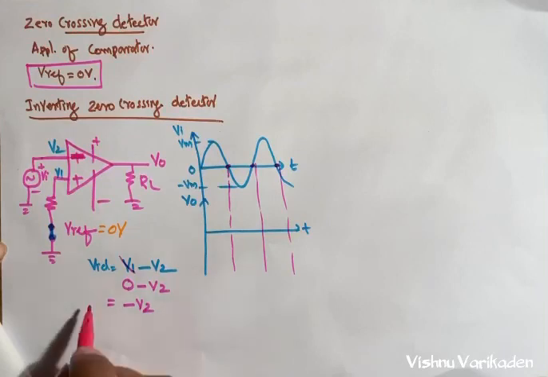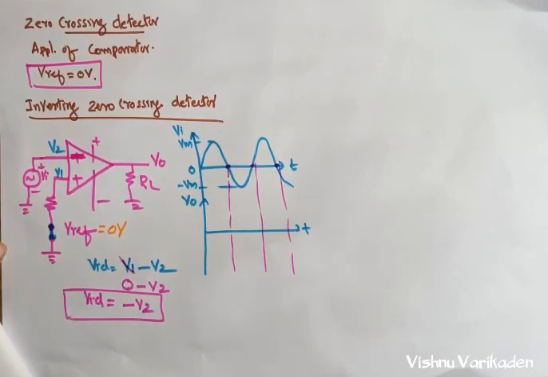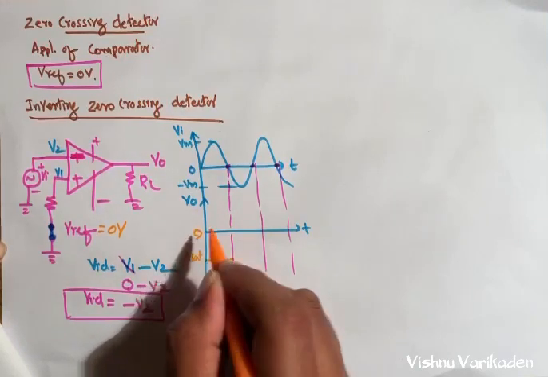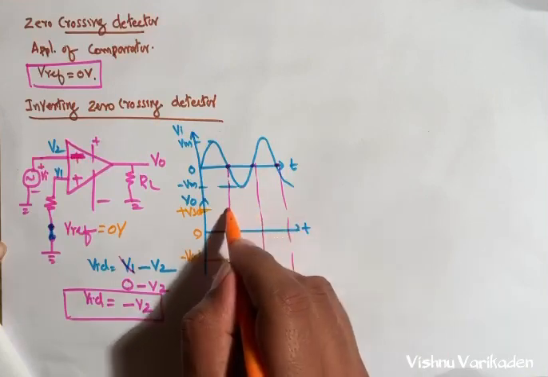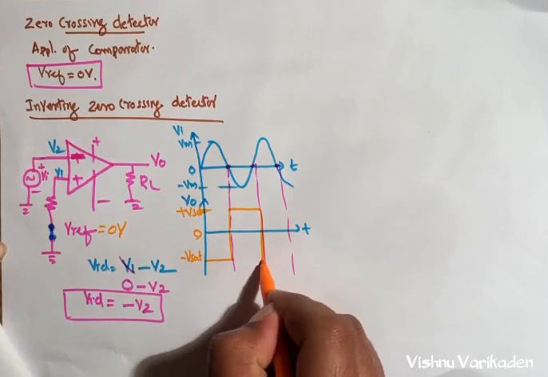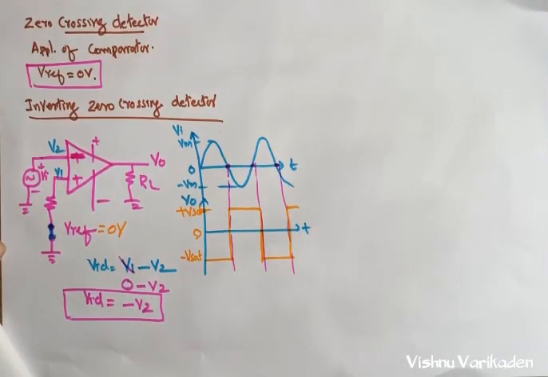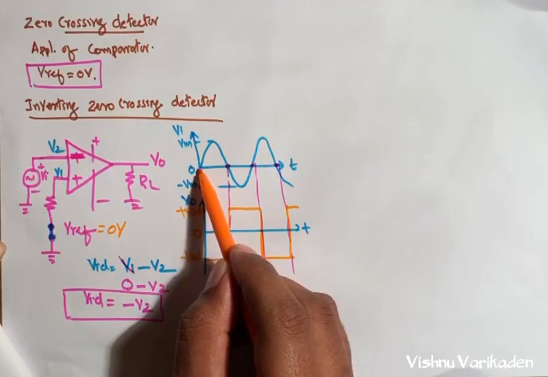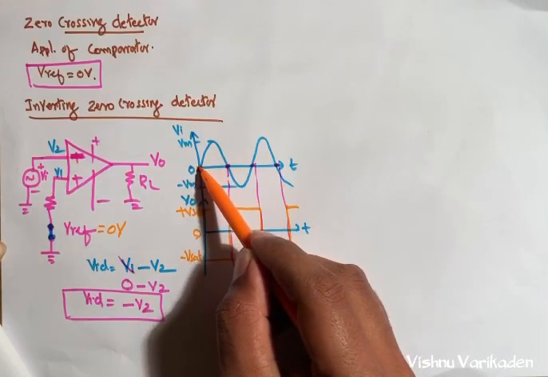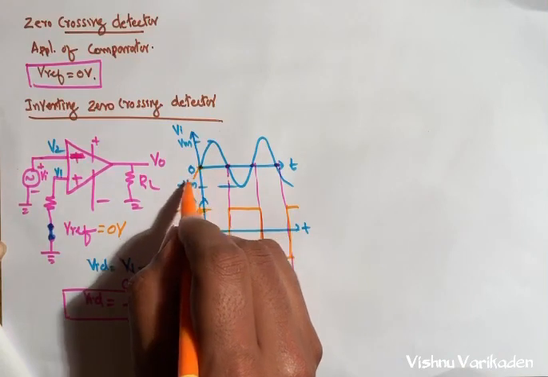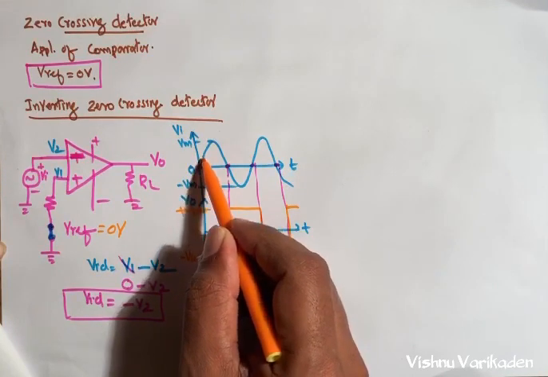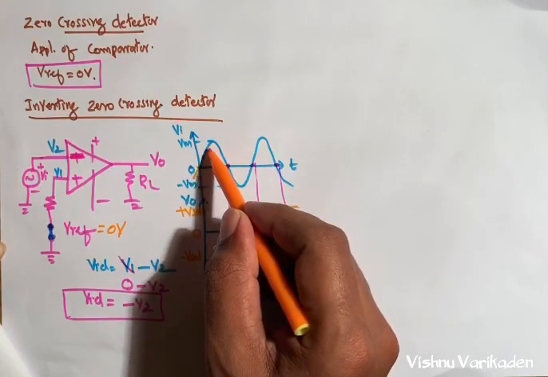minus V2. Whenever the input is positive, we get the output negative. Whenever the input is negative, we get the positive one. That is the output. What this means is that whenever the input crosses zero, the output is switched. The input starts like this and comes from negative to positive, so the zero is crossed. Whenever zero is crossed, the output is switched.